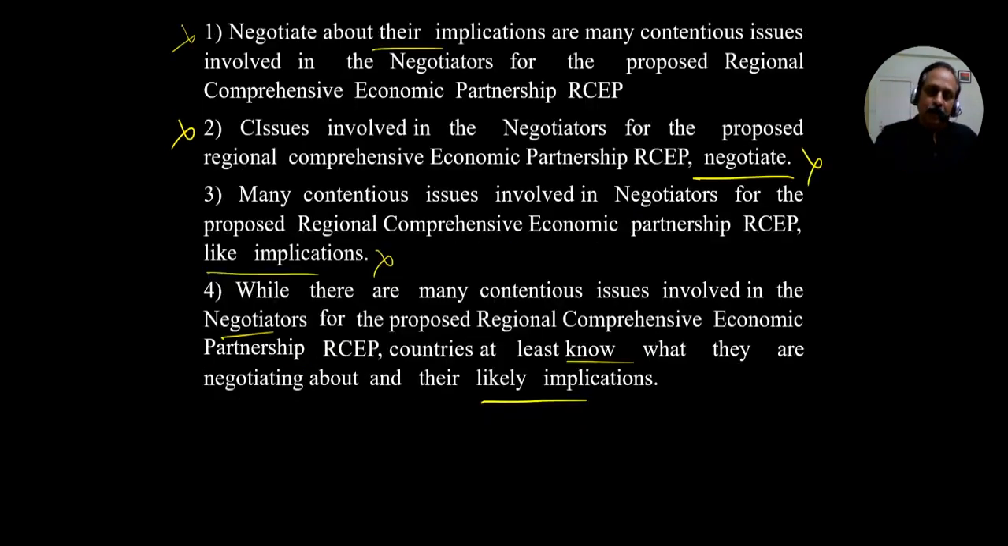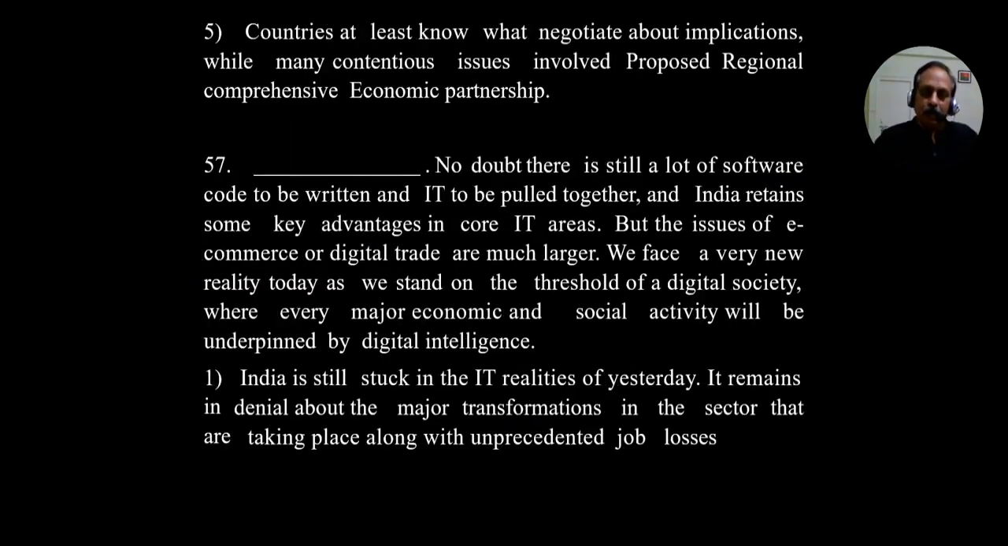Continuity of thought. So what is the answer here? The fourth option is the answer. Let us see the fifth one also. Countries at least know what negotiate. What negotiate? Not grammatically correct. Reject. What negotiate about implications. The moment you feel it is not grammatically correct, reject that one.